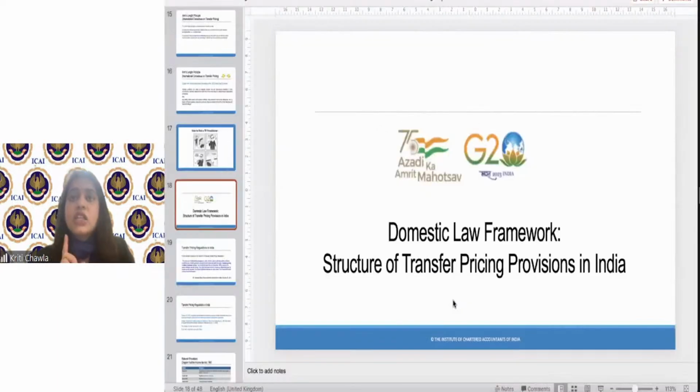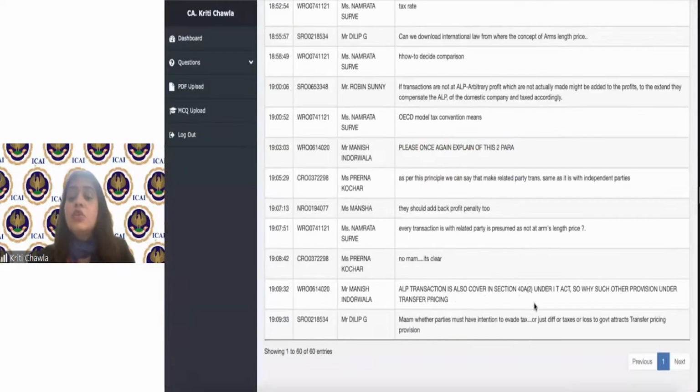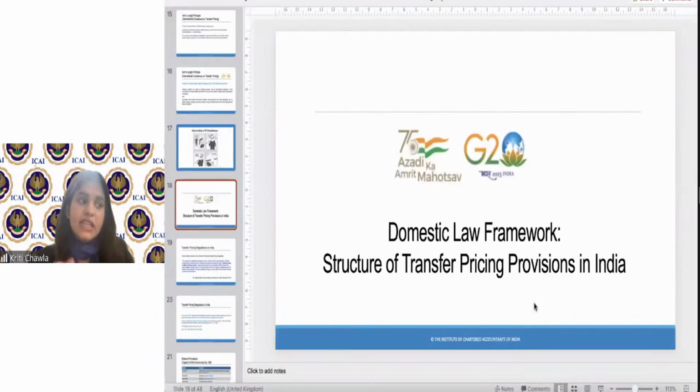ALP transactions are also covered in section 40A(2)(b) of the Income Tax Act. It is a domestic transfer pricing provision. I'm going to discuss that in the third lecture when we discuss SDT provisions, which, as I mentioned, are specified domestic transactions, which is domestic transfer pricing. I'm going to discuss section 40A(2)(b) and what the interplay is in the third lecture.